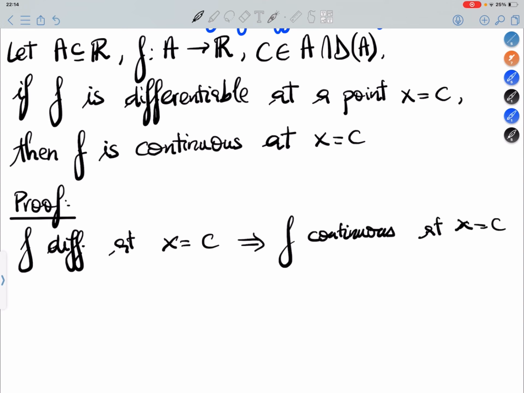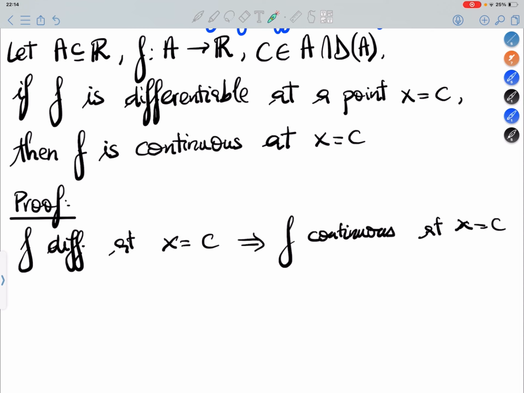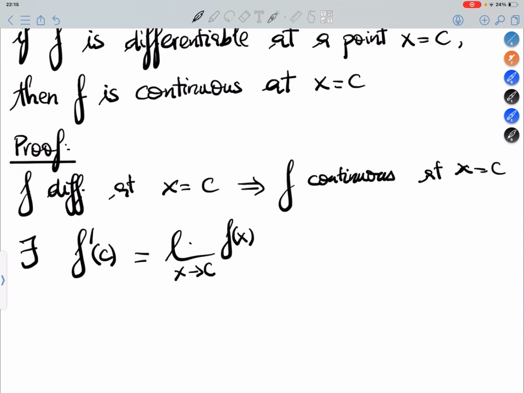So as you can see, this is a P implies Q statement, right? So we have P implies Q. So we're gonna assume P to prove it because we want to use the direct proof. We're gonna assume that f is differentiable at a point c, right? So this implies that f prime of c exists, and that is equal to the limit as x tends to c of f of x minus f of c over x minus c, right?